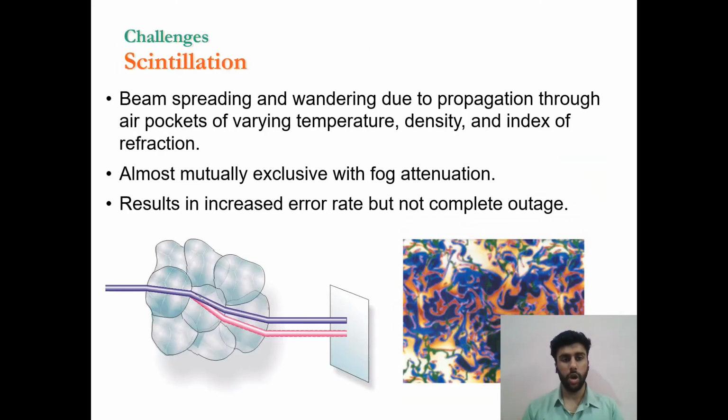So now let's talk about scintillation. What is scintillation? The beam spreading and wandering due to propagation through air pockets of varying temperature, density, and index of refraction. Almost mutually exclusive with fog attenuation, it results in an increased error rate but not complete outage.